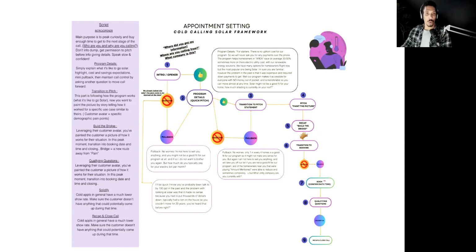All right, so let's move forward to step number 2, program details. It's basically simply explain what it's like to go solar, highlight the cost savings and expectations, do a mini pullback, then maintain call control by asking another question to move the call forward. That's basically inside sales scripts 101, right? Maintain call control by asking another question that moves the call forward, right? We don't want to give a full word vomit of our entire pitch, our entire program, our entire process right here.